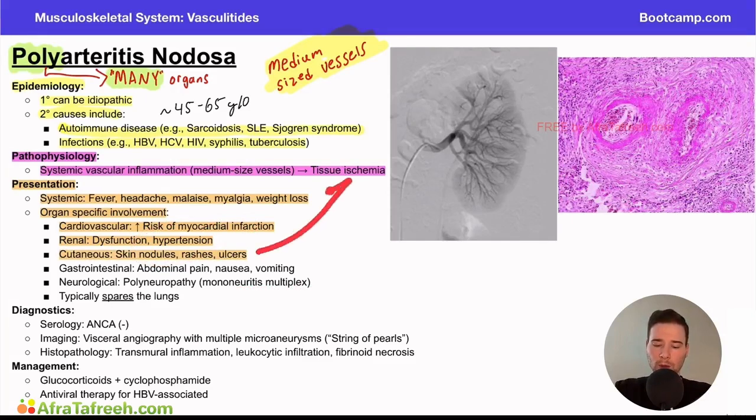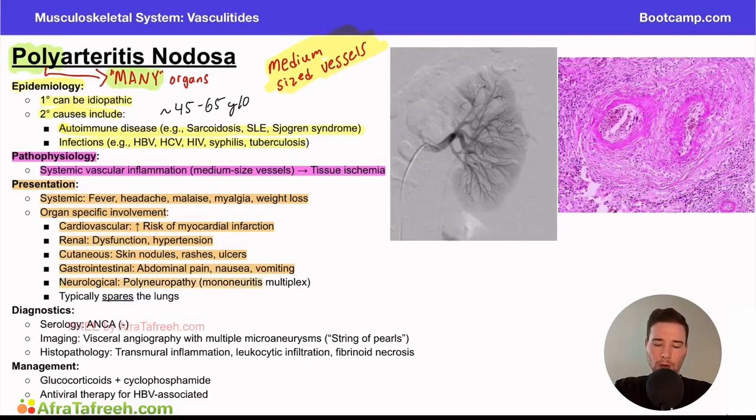Again, part of this can be due to pathophysiology with tissue ischemia, but when I think about rashes, nodules, and ulcers, you have to also consider that a lot of these patients have an underlying autoimmune disease, right? We know sarcoidosis and lupus are very classic conditions that can present with a rash, so it kind of makes sense that these presentations can go together depending on the patient's clinical history. We should also consider the GI system, or the gastrointestinal system. Patients can have abdominal pain, nausea, and vomiting. Again, it gets back to the pathophysiology.